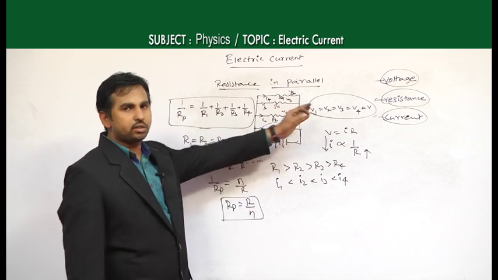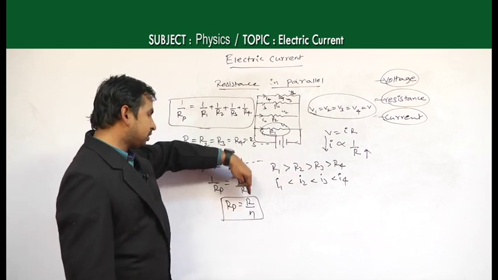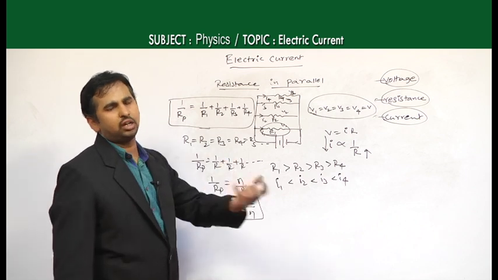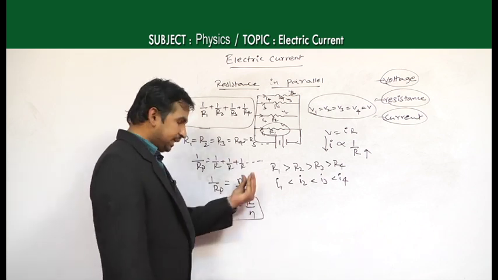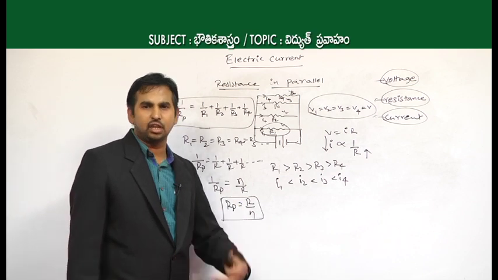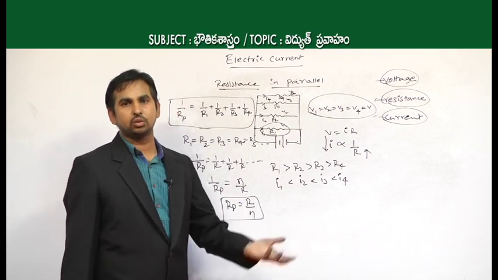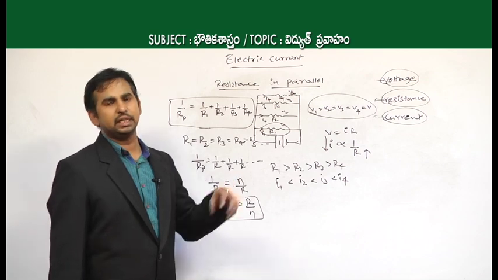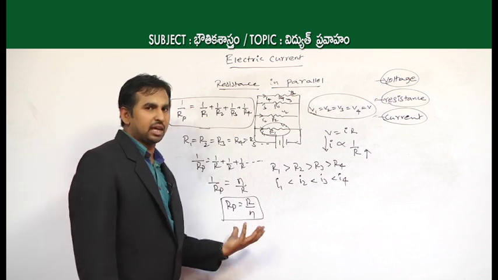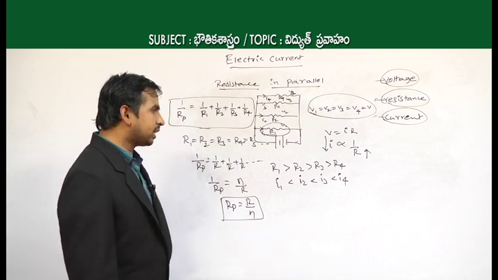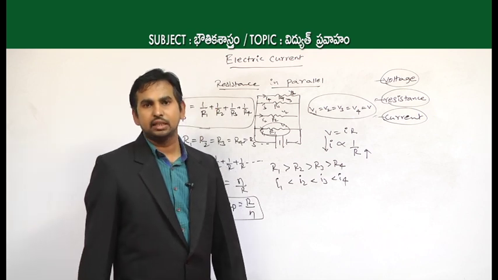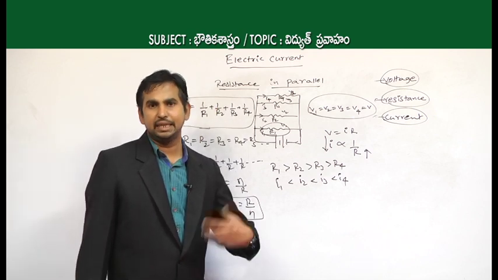How many resistors are we taking? Each resistor is divided by that number. So, the final equivalent resistance we get is less than the individual value. How many resistors you are taking, that many times the individual resistance is decreasing. This is the case of parallel. So, as the equivalent resistance decreases in a parallel connection, the current carrying capacity actually increases.